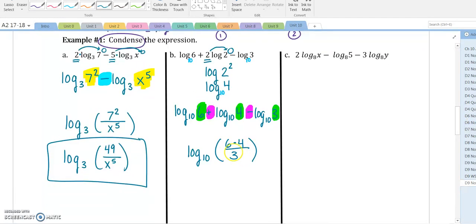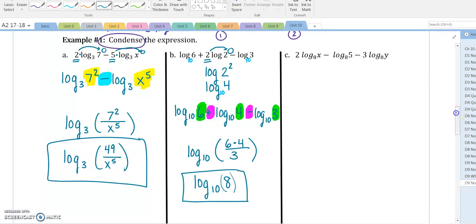And then just use your calculator to help you simplify or do it in your head. 6 times 4, that's 24. Divided by 3 is 8. So I end up with log base 10 of 8. And you could keep the parentheses there. That's fine, or you could get rid of them. Still means the same thing.